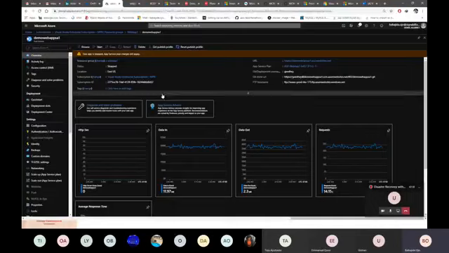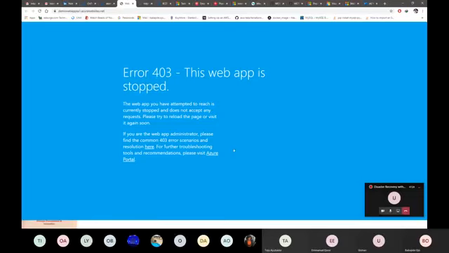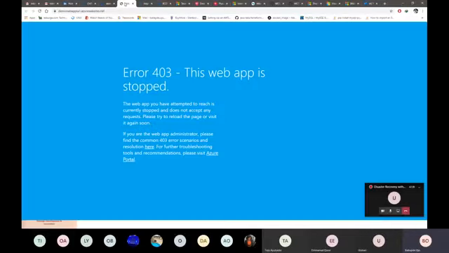At this point, this application is currently down. As you can see, this application is showing error 403 because the application is stopped, but the user is going to be seeing this page because there's also an instance of the application currently running and available.